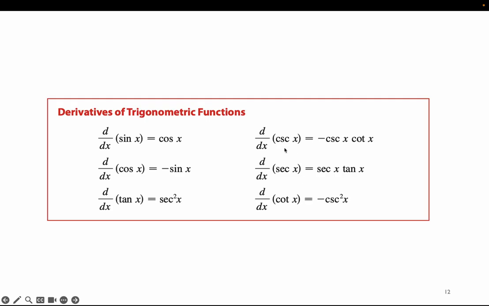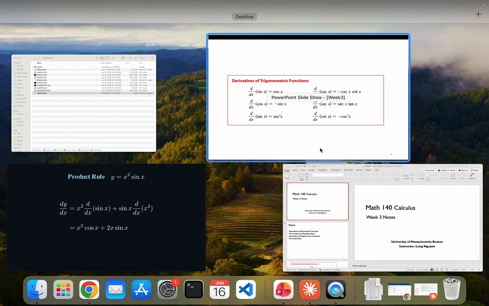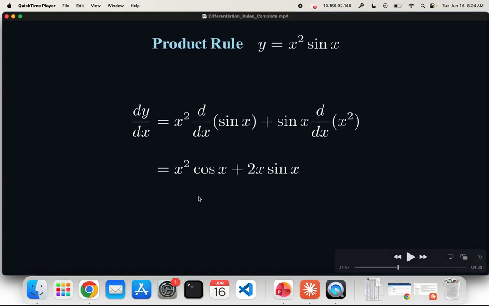And these two are kind of similar, right? Cosecant has a repetition, cosecant cotangent. Secant has a secant tangent, has a repetition. And then tangent and cotangent are kind of similar. Differentiating tangent is secant squared. Differentiating cotangent is negative cosecant squared. So those are kind of similar. That may help you memorize. Okay, let's go back to the animation here.